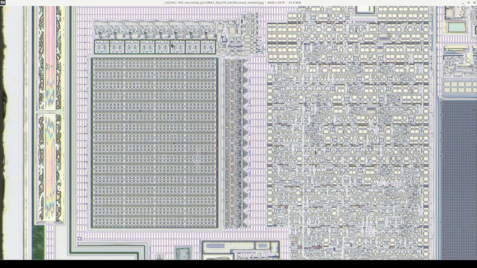And indeed, if we look at the top of the array, we can see that there are 8 of these readout circuits.